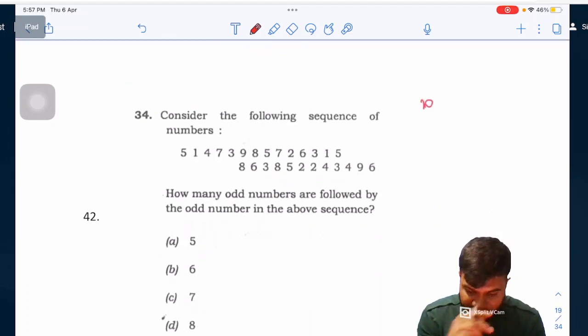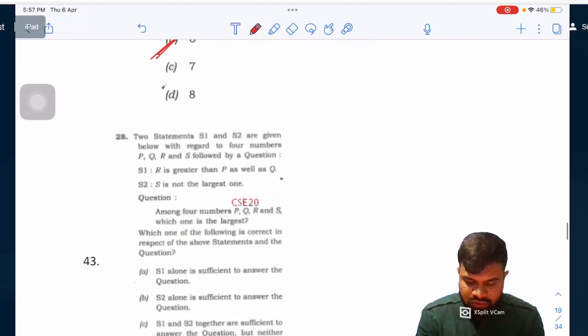This is a very simple question of counting. The answer will be 6. Do it yourself.